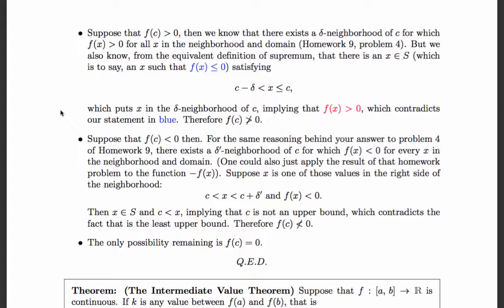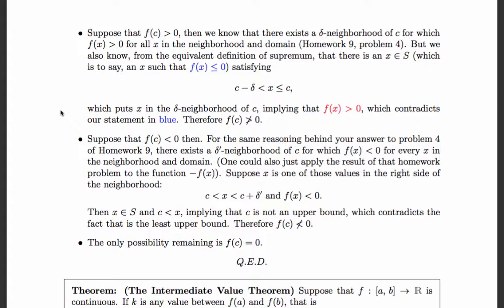Now suppose x is one of those values in the right side of that neighborhood where f of x is negative. If x is in the right side of the neighborhood, that means it's greater than c, but less than c plus delta prime. Remember, we said in this neighborhood f of x is negative. That means x would be in the set S and greater than c.